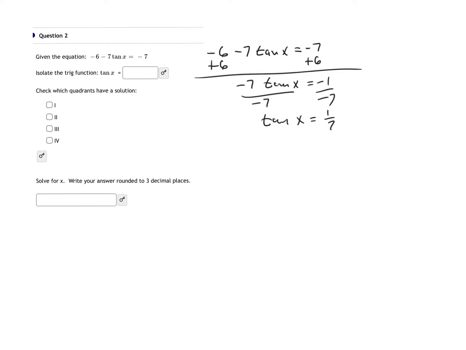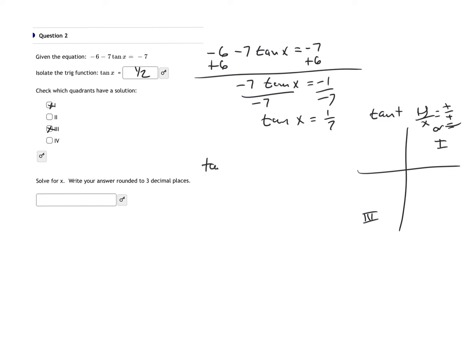Because tangent is positive, that means that we are going to have tangent again. Because it's positive, tangent is equal to y over x, so that's where it's positive over positive or negative over negative. And x and y are both positive in the first quadrant, and they're both negative in the third, so it will be 1 and 3. And then we have tangent is equal to 1/7.